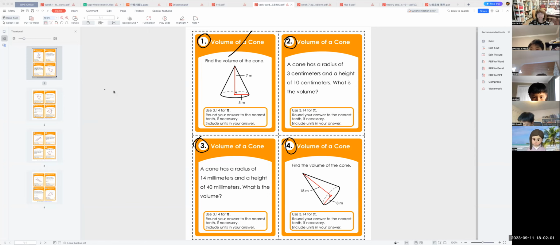Thank you, Daniel. Daniel, but remember they said using 3.14 as pi, okay? You have to calculate it. I noticed that you always didn't give me the pi as the answer.